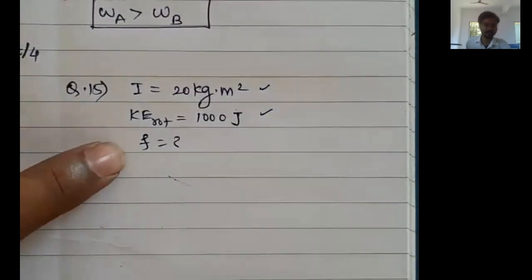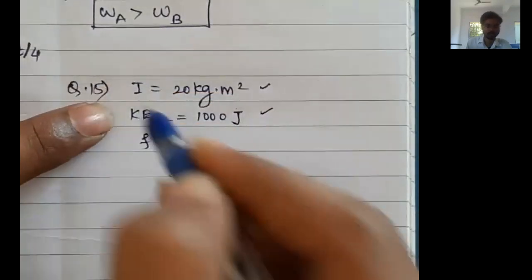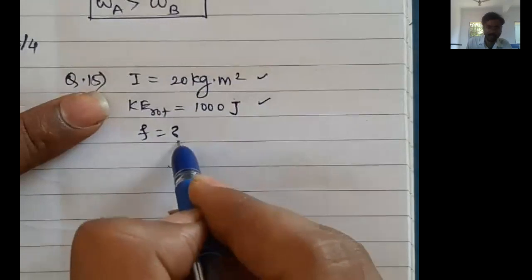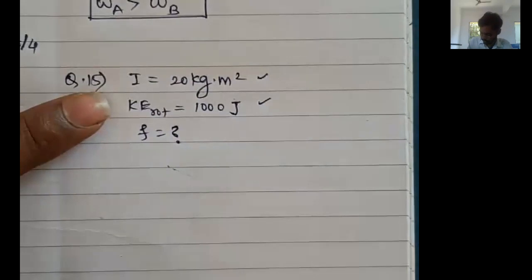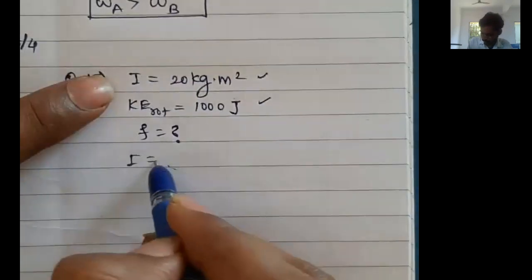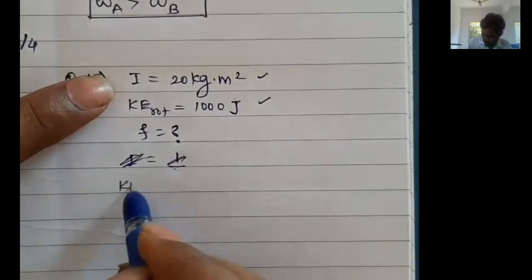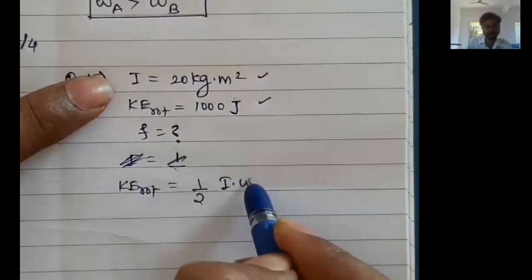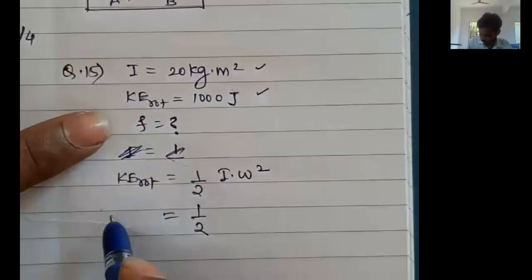We do not have any direct equation for frequency in terms of this, but we have an equation for rotational kinetic energy. So whenever you do not have any direct equation, you have to write the equation for what is asked. Fine, sir. Rotational kinetic energy is equal to 1/2 I omega square, 1/2 as it is. Rotational kinetic energy is 1000.